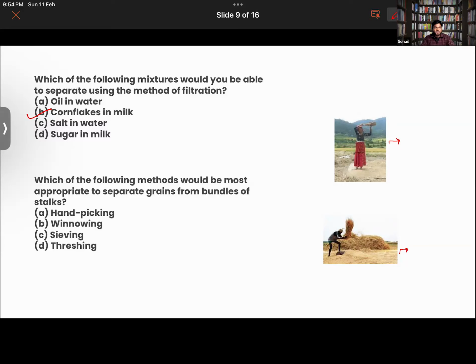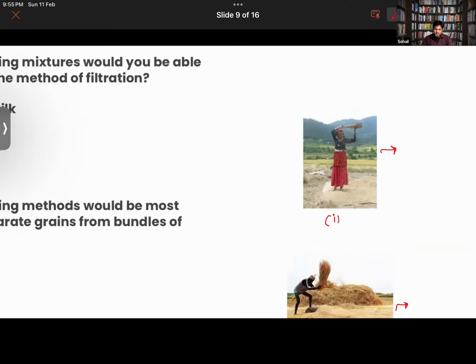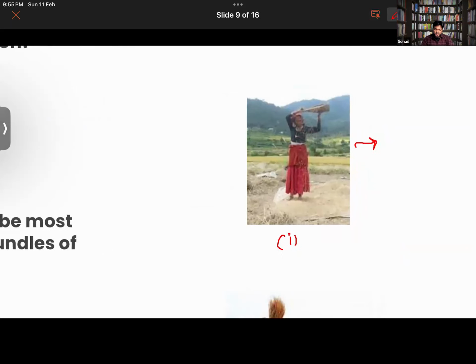Okay, so if you happen to visit the villages, you might have observed that people do threshing like this. Out of the two, which one represents threshing? Sir, the second one. Very good. What about the first one? Sir, that is just a woman. No, it's not just a woman. She is doing something.